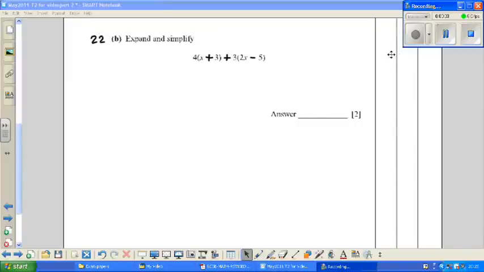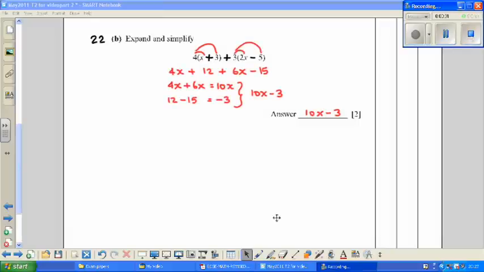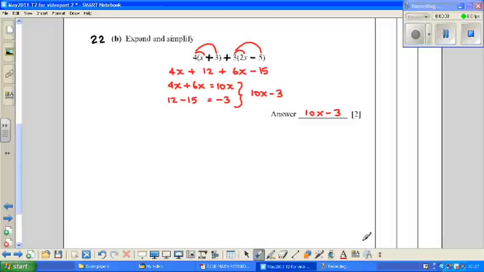Okay, question 22b. If you just switch off the video and have a go at that, and then we'll go through the solution in a minute. Okay, question 22b. The instructions are to expand and simplify.